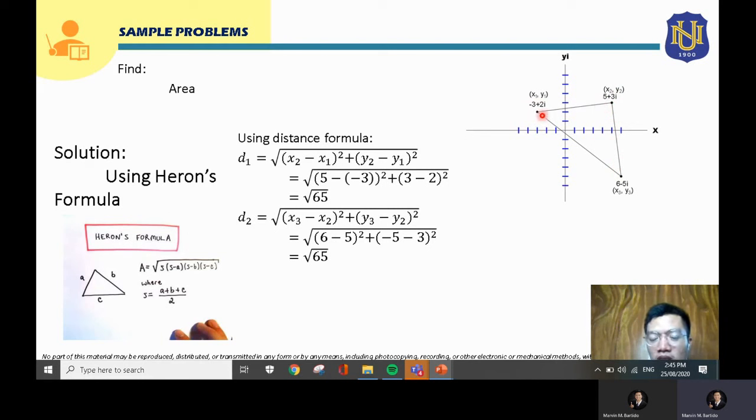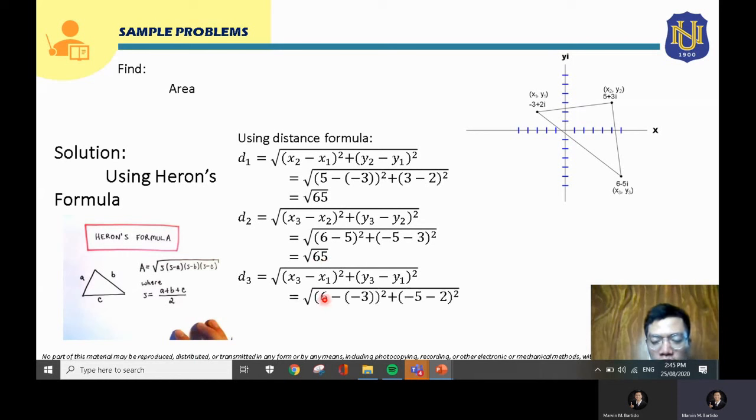Now let's also determine distance 3, the third distance of the triangle, which is this side. So we need the coordinates of this point and this point. Using again the distance formula, your formula will be the square root of (x3 minus x1) squared plus (y3 minus y1) squared. I've already mentioned the coordinates for this, so just substitute those coordinates in this formula, and it will give you the square root of (6 minus negative 3) squared plus (negative 5 minus 2) squared, and it will give you the square root of 130. So distance 1, distance 2, and distance 3 will now be the distances of the sides of your triangle. This will represent A, B, and C.